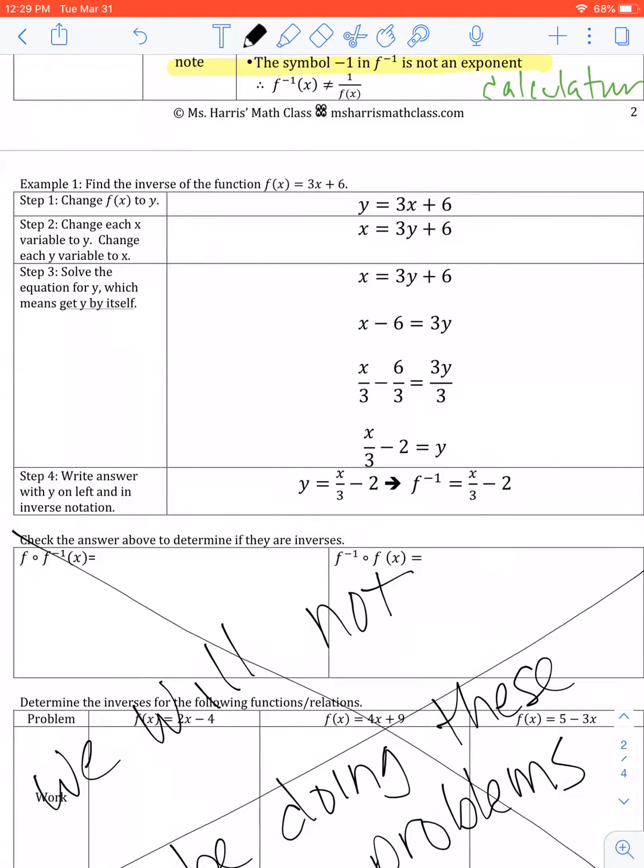And I have step 1, step 2, step 3, step 4. So let's say that your problem was f of x equals 3x squared. Step 1, we change the f of x to a y.